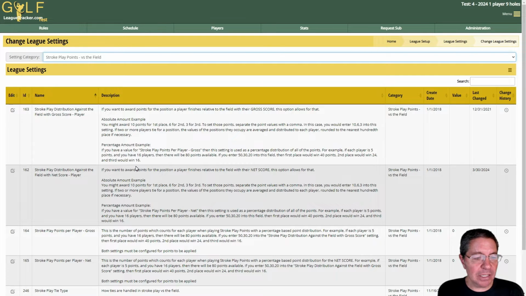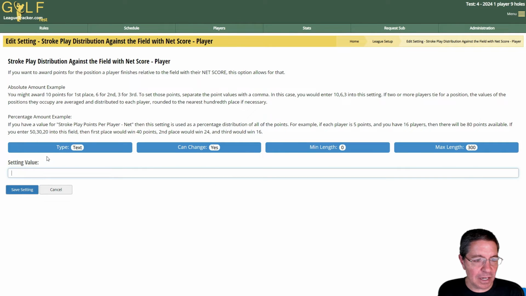If you're a team league, you can pay out points on a per player basis or for a team total score basis. This is an individual player league, so we don't see the team points here, but it works exactly the same. So the first thing I'm going to do is set up probably the most common scenario where we have a fixed amount of points that we're going to pay out, and we're going to set setting number 162, stroke play distribution against the field with the net score.